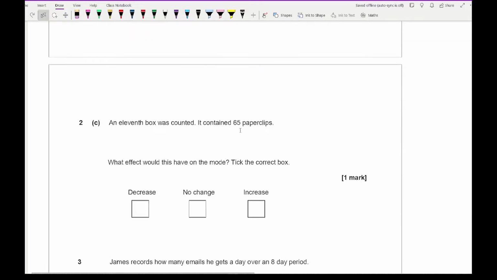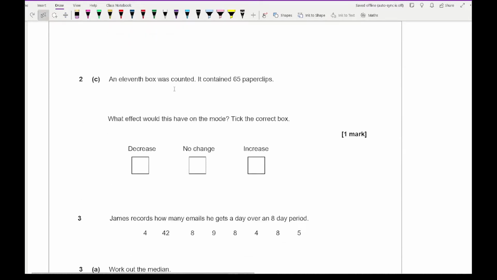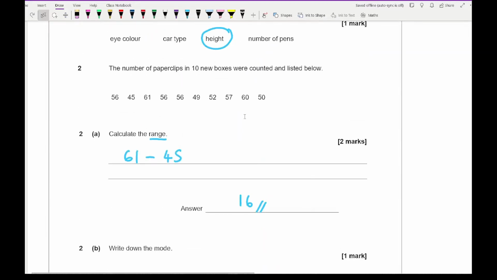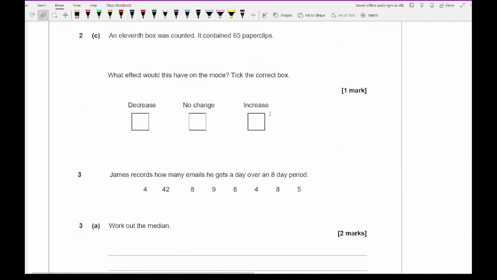Then the next one, it says an 11th box was counted and contained 65 paper clips. What effect would this have on the mode? Tick the correct box. So if we go back to the list, if we then had 65, well, it's not going to have any impact on the mode because, again, 65 is unique and there's only one of those where we've still got 3 56s. So again, that's going to have absolutely no change at all. So that's the box we need to tick.